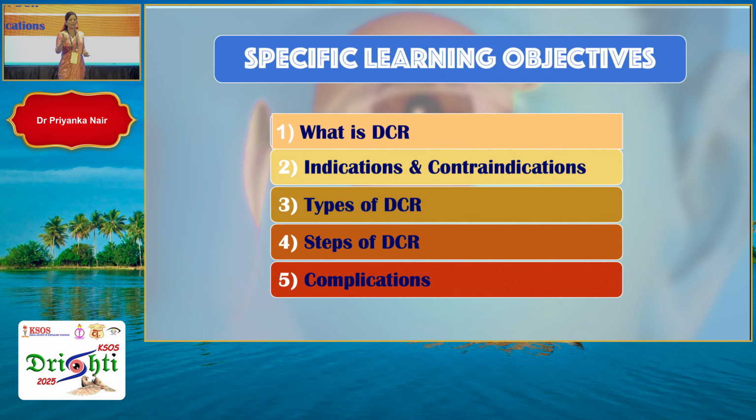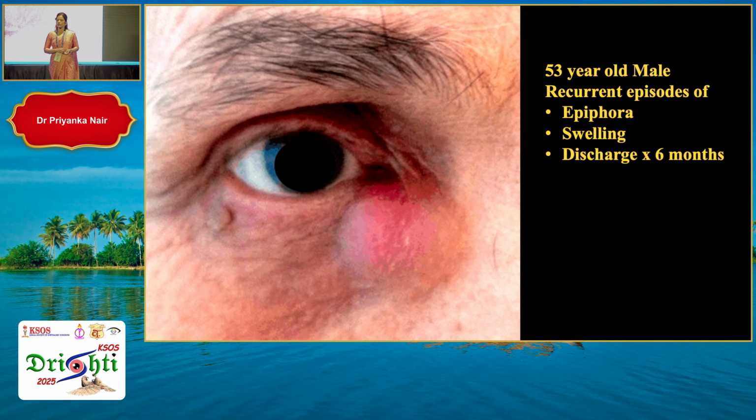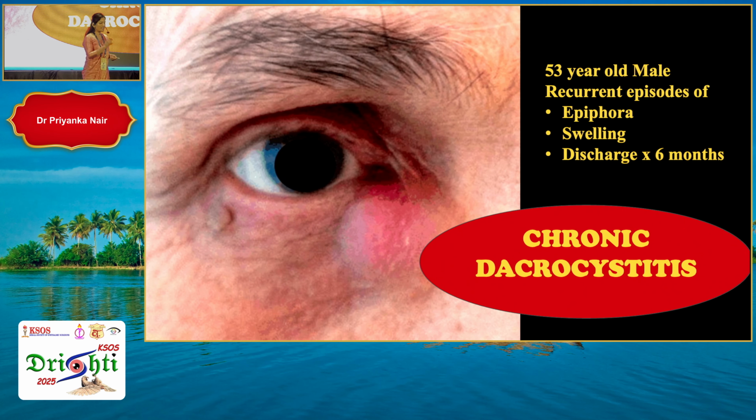Now, after my class, you should be able to tell me what is DCR, what are the indications and contraindications, types, steps, and some basic complications of DCR, that's all. So, this is a 53-year-old male who came to me with complaints of recurrent episodes of swelling, epiphora, and discharge for the past 6 months. Any guesses into the diagnosis? Yes, correct, chronic dacrocystitis. So, this patient is an ideal candidate for DCR.